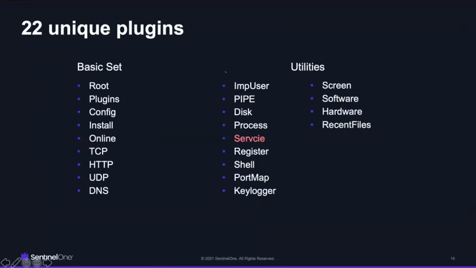And the second set is utilities. This set contains the plugins with all kinds of backdoor functionalities, such as browsing disks, managing services and registries, executing shell commands, keylogging, screen control, and so on. Only with these plugins can SHADOWPAD present the functionalities of a backdoor. So to use SHADOWPAD, the user definitely needs to have utility plugins.